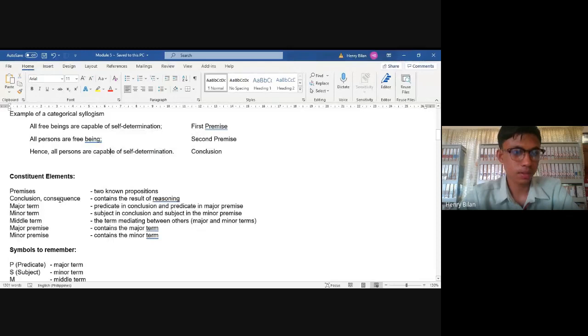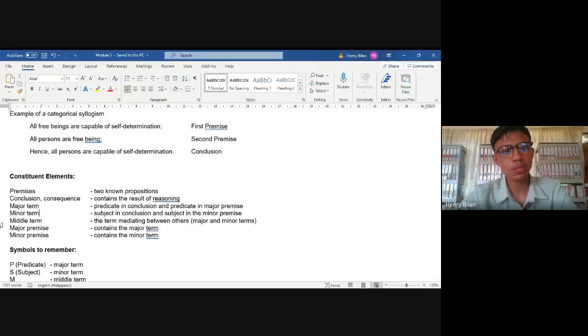Now, let's go to the minor term. The minor term is the subject of the conclusion. If the major term is the predicate, the minor term is the subject. So in our example here, all persons ito, is the minor term. So ibig sabihin, mag-partner yung minor at major. Mag-partner sila. You cannot separate the two. Both are located in our conclusion. So major is the predicate and minor is our subject. Now we only have one left term. That is the middle term.